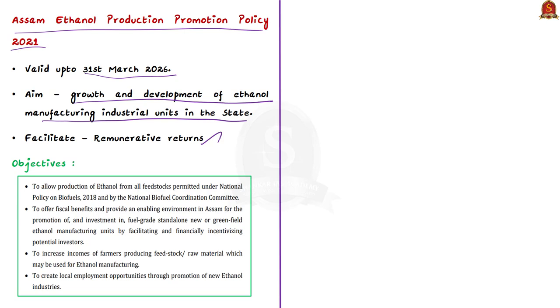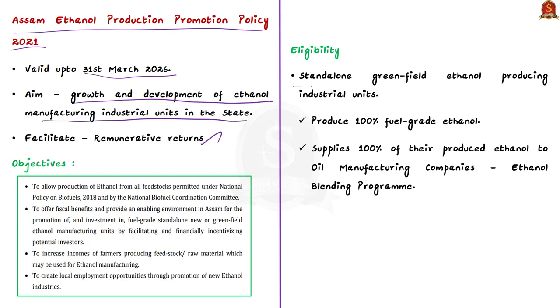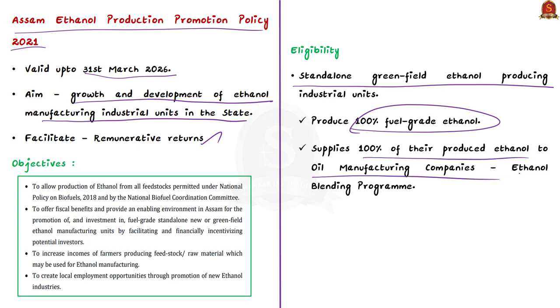Now talking about the eligibility, see, only those standalone greenfield ethanol producing industrial units that produce 100% fuel grade ethanol and which supply 100% of their produced ethanol to oil manufacturing companies under the ethanol blending program of the Indian government are eligible for the benefits provided under the policy. So the industry must produce 100% fuel grade ethanol, and it should also supply 100% of their produced ethanol to oil manufacturing companies under a program called Ethanol Blending Program of Indian Government. So only those industries are eligible for this scheme.